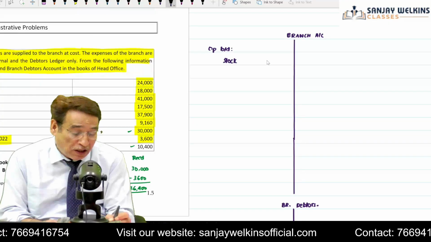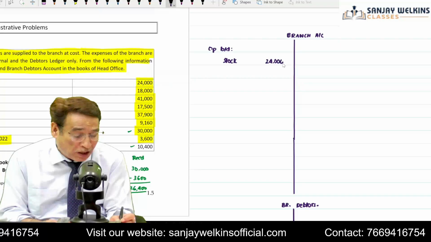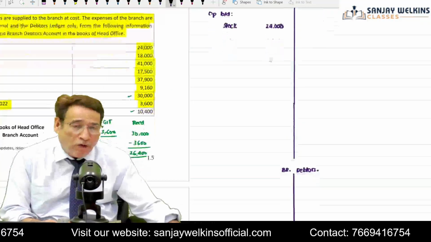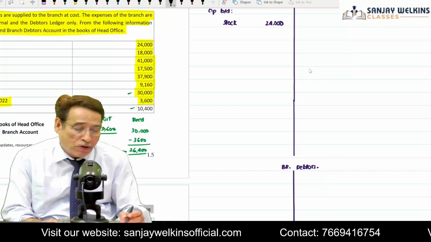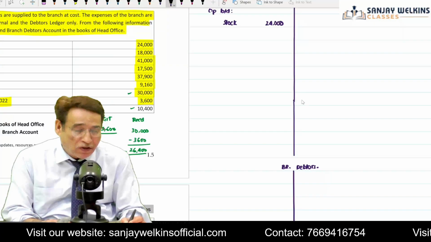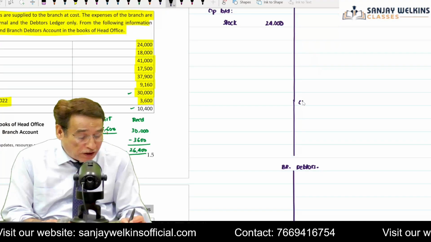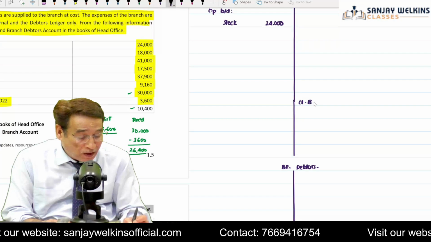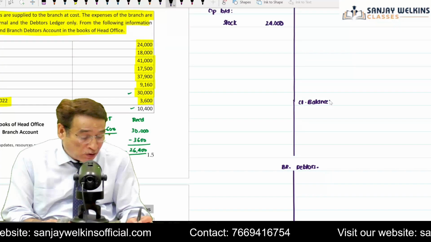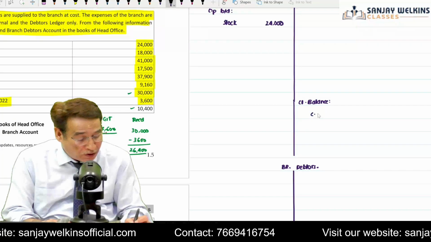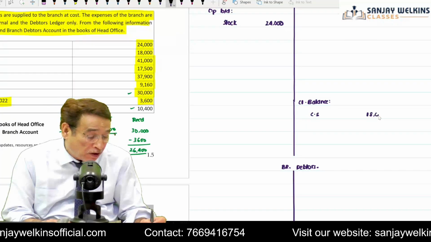In the last session, I told you why we write the opening and closing balances of the stock in the branch account. Because somehow we want to compute the cost of goods sold. So in order to find out the cost of goods sold, we have to write opening and closing balances of the stock. The closing balance I will write on the opposite side. Closing stock is 18,000, so I will write here 18,000.